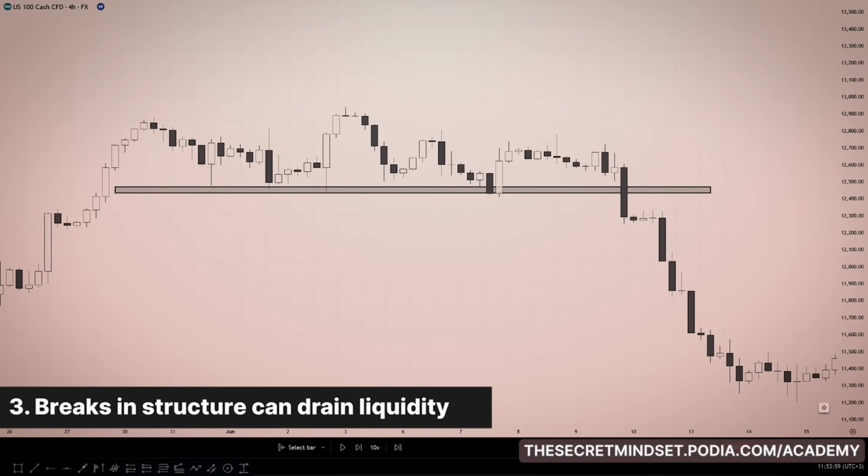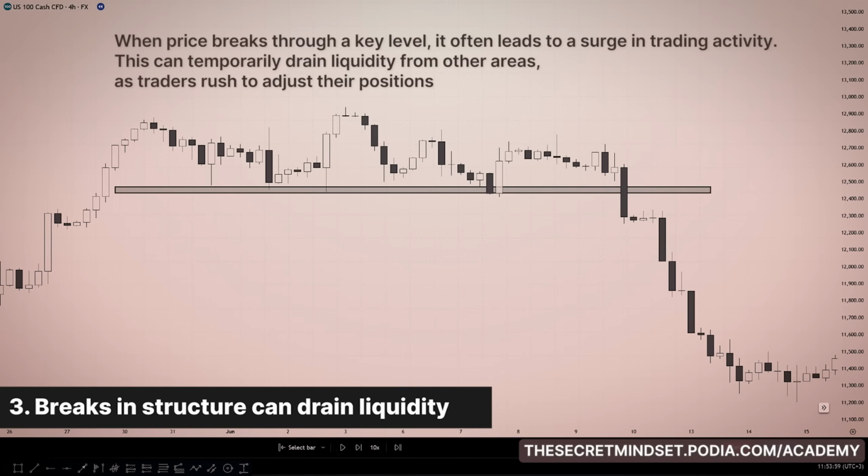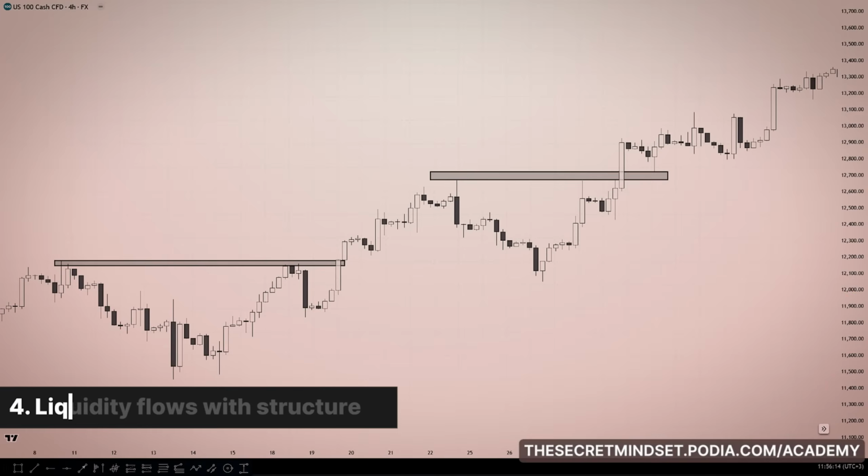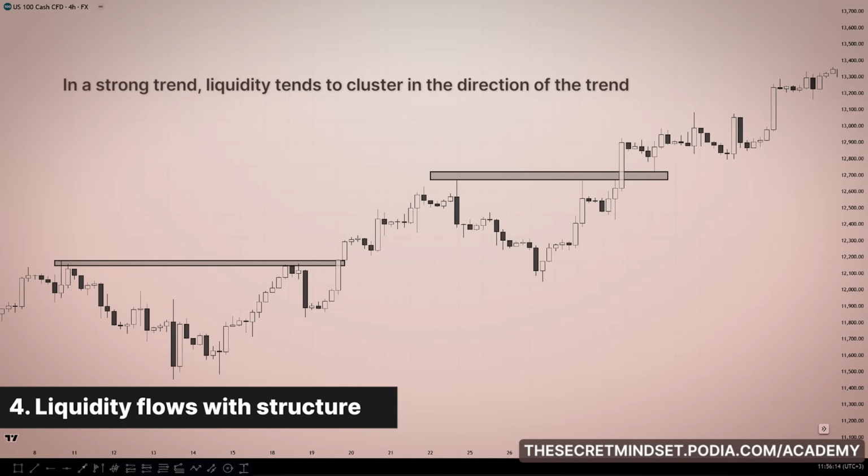Breaks in structure can drain liquidity. When price breaks through a key structural level, it often leads to a surge in trading activity. This can temporarily drain liquidity from other areas as traders rush to adjust their positions. Liquidity flows with structure. In a strong trend, liquidity tends to cluster in the direction of the trend. For example, in an uptrend, you might see more liquidity above the current price as traders anticipate further rises.